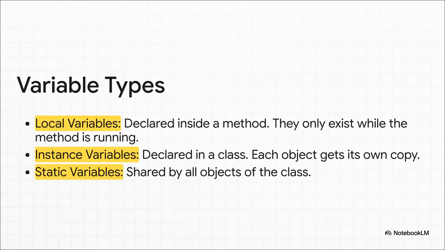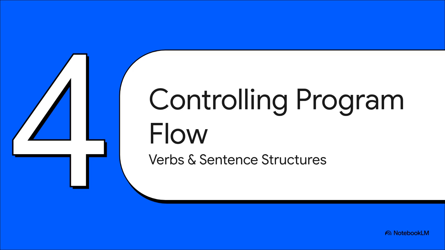Now, where you decide to create this box really matters. If you make a local variable, it only lives inside a specific chunk of code, and poof, it's gone when that code is done running. An instance variable is different. It belongs to an object, so every object gets its own personal copy of that box. But a static variable, that one's special. It's shared. There is only one single copy for the entire class, and all the objects have to look at that one single box.